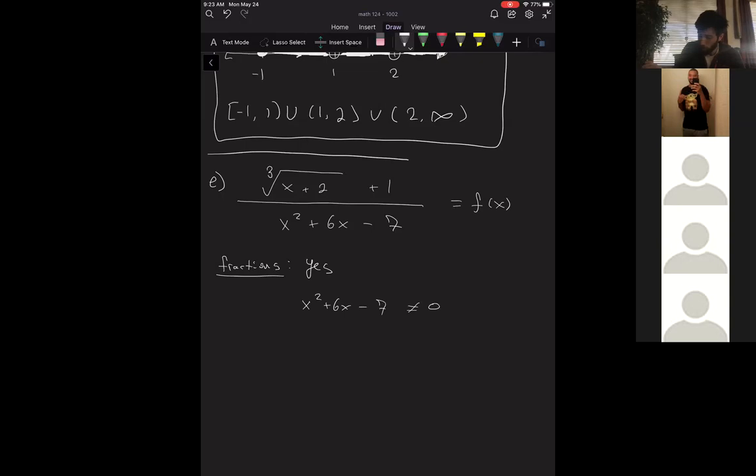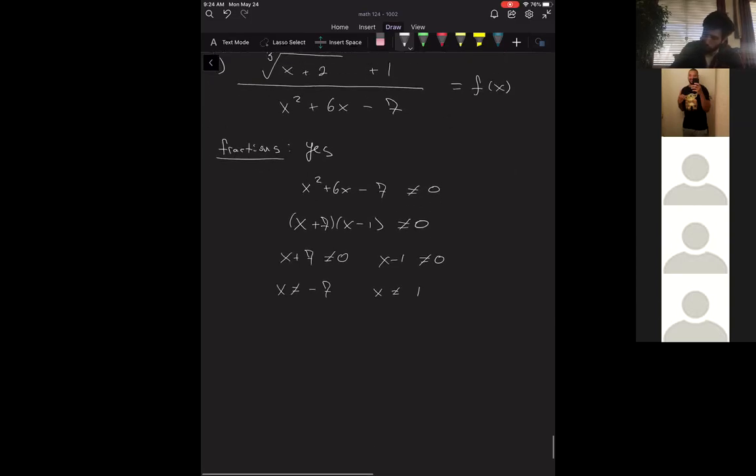So we need to solve for x here. If we factor this, this is going to be x plus 7, x minus 1. Again, how do we know that? Well, because 7 times minus 1 is minus 7, and 7 plus minus 1 is 6. So we factor that into this. This tells us that x plus 7 can't equal 0, and x minus 1 can't equal 0. So x can't equal minus 7, and x can't equal 1.